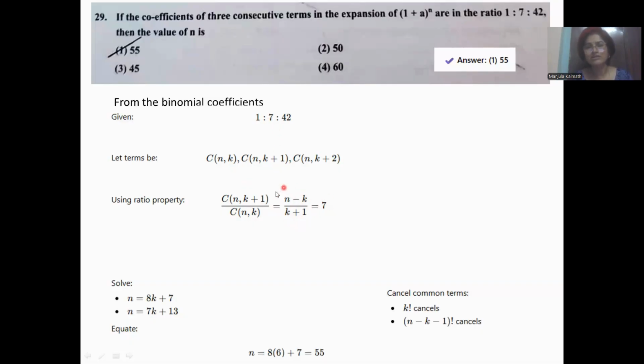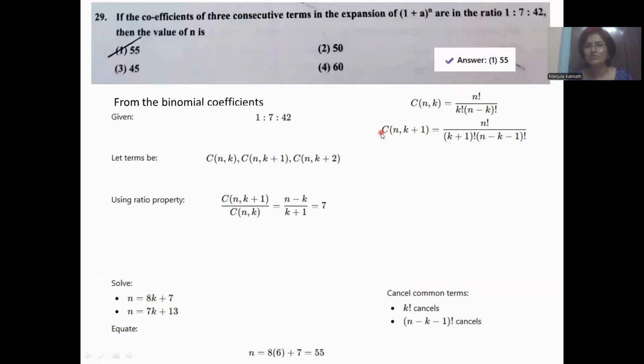Then this is n minus k divided by k plus 1. How does it come? Now here we have the basic formula for C of n, k, the combinatorial equation: C of n comma k equals n factorial divided by k factorial times n minus k factorial. So here we have the next term. This is the first term value: n factorial divided by k factorial times n minus k factorial.